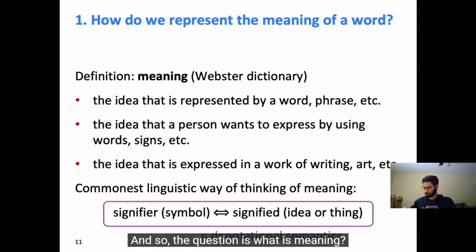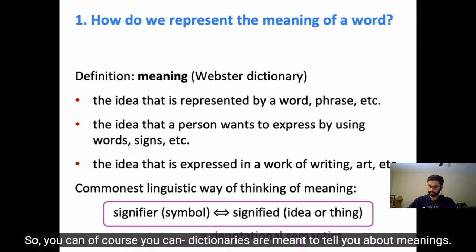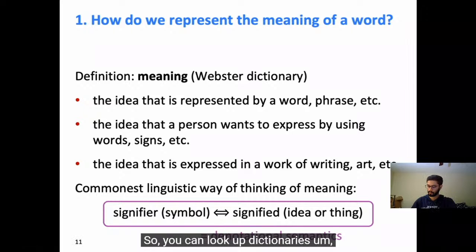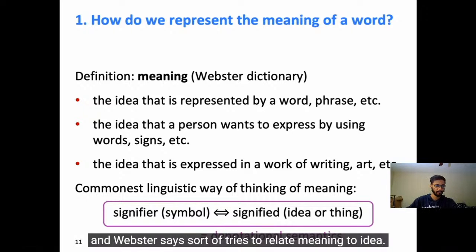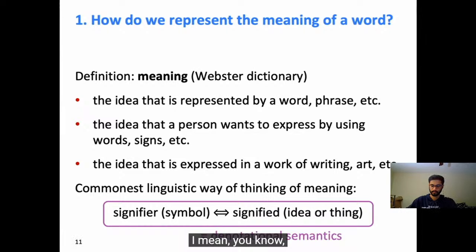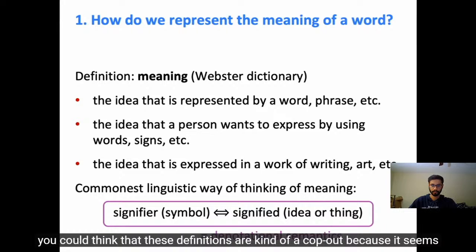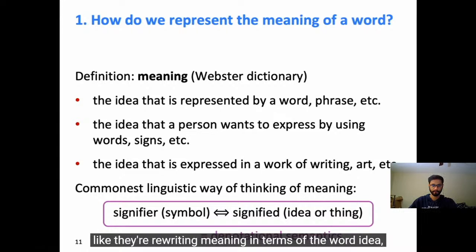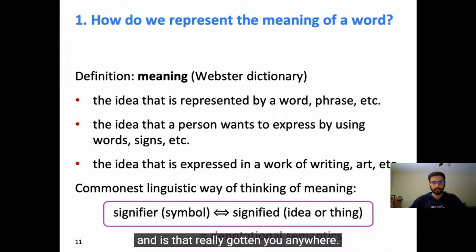And so the question is, what is meaning? Dictionaries are meant to tell you about meaning, so you can look them up, and Webster tries to relate meaning to idea: the idea that is represented by a word or a phrase, the idea that a person wants to express by words, signs, etc. You could think that these definitions are kind of a cop-out, because it seems like they're rewriting meaning in terms of the word idea, and has that really gotten you anywhere? How do linguists think about meaning?